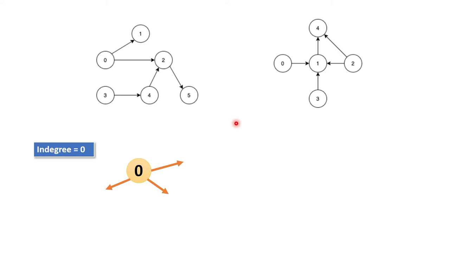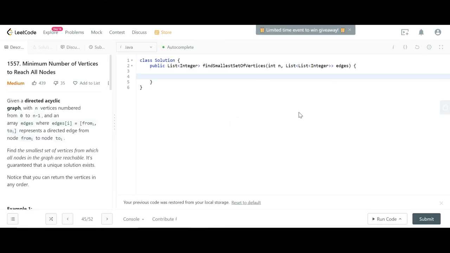Now let's jump into the coding part. So here I have been given the number of nodes and the edges. Edges is a list of lists of integers. The list of integers here has two values, that is from and to. The first value is from and the second value is to.